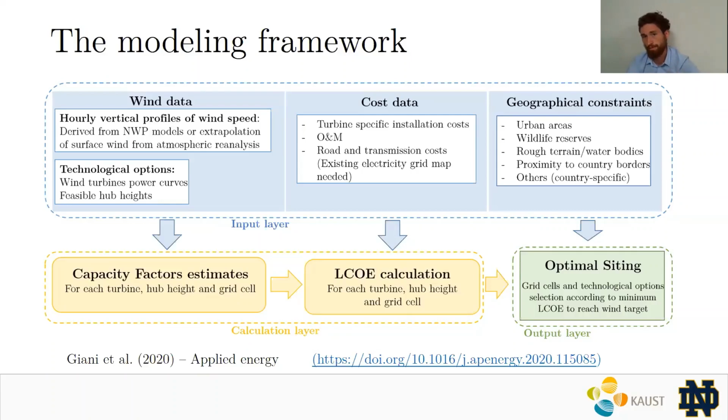And we took into account geographical constraints as well. So you cannot build a turbine in urban areas, in wildlife reserves, in rough terrain as well. So we set some procedures to identify what do you mean by rough terrain? How rough should it be to be unsuitable for wind turbines? Or what do you mean by urban areas? Those kinds of practical considerations. And we built a protocol on how to identify all these geographical constraints as well.